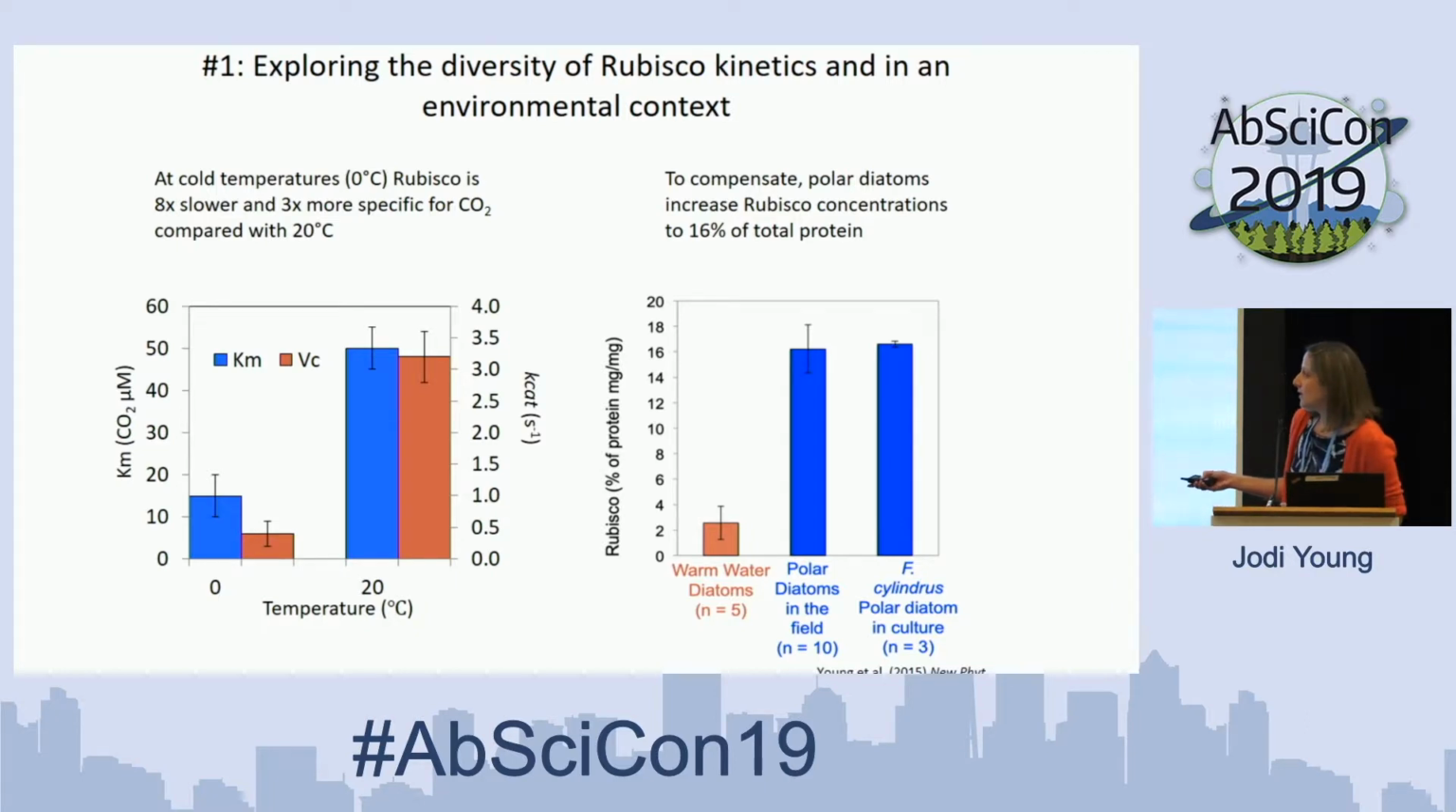In addition, the Km, the half saturation constant, which is shown in blue on this axis here, goes from about 45 down to 15. So it becomes more specific for CO2, but it's really, really slow.